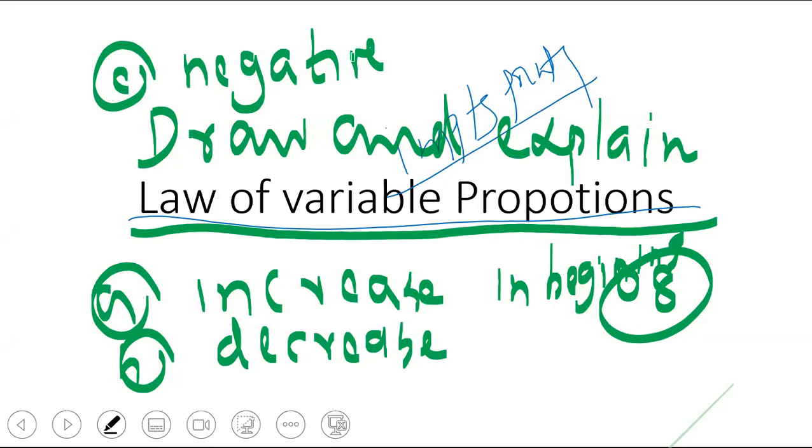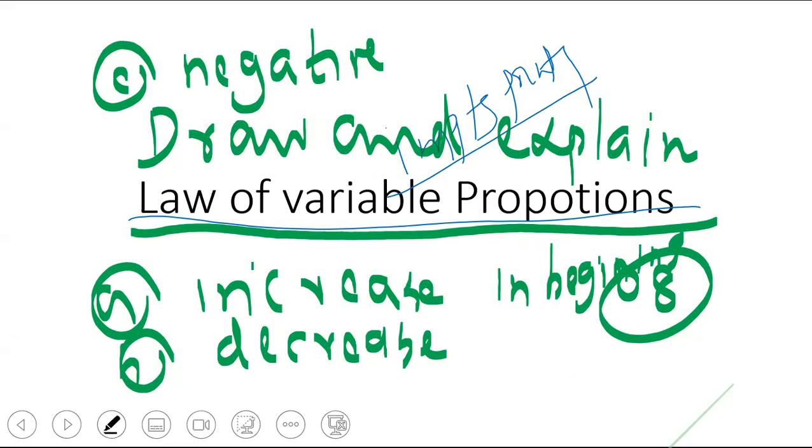Children, I am allowing you to unmute because I wanted to be sure that you are following this. That's the main reason. So let us start together. The law of variable proportion is also known as dash. What is the answer? The law of diminishing marginal returns. Correct.